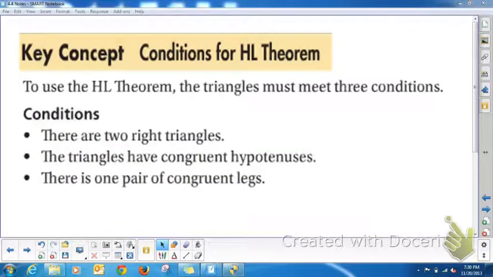So, a key concept to hypotenuse leg is this. There are three conditions in order for you to use hypotenuse leg theorem. The triangles must meet these three conditions, or you cannot use HL. The first condition, there are two right triangles, so they have to be right triangles. The second condition is that their hypotenuses, the side that's across from the right angle, have to be congruent. And the third condition is that there has to be one pair of congruent legs. If your pair of triangles meet all three of these conditions, then you can use hypotenuse leg.